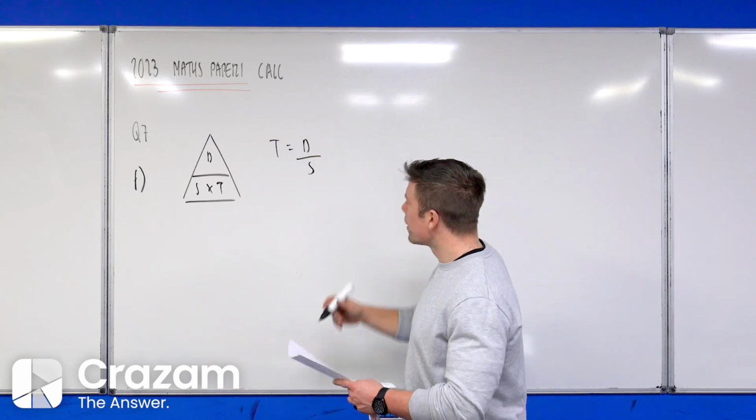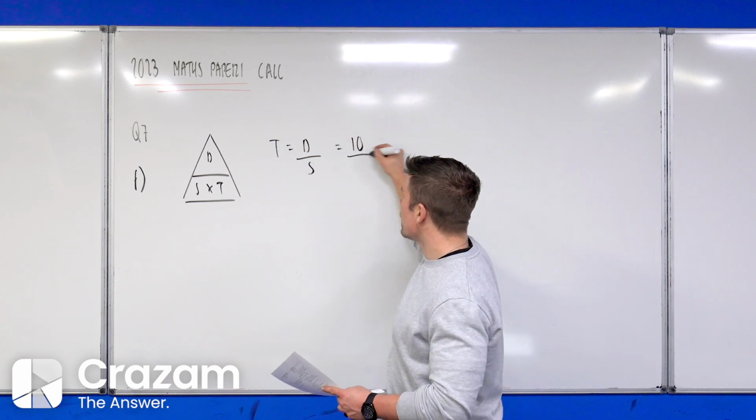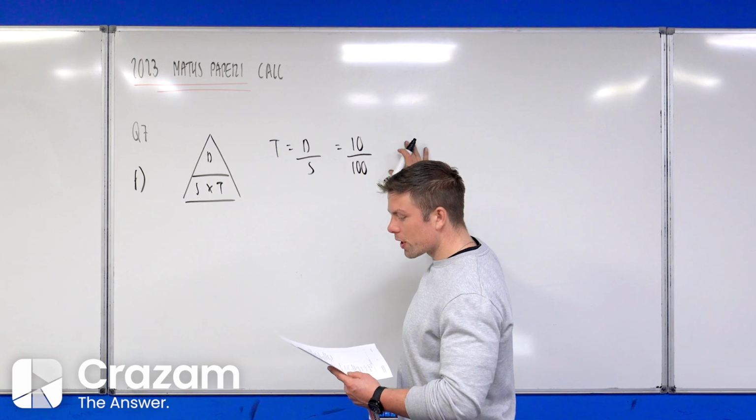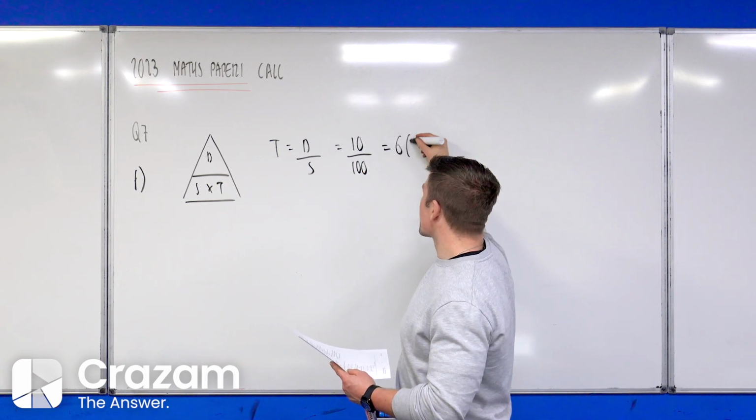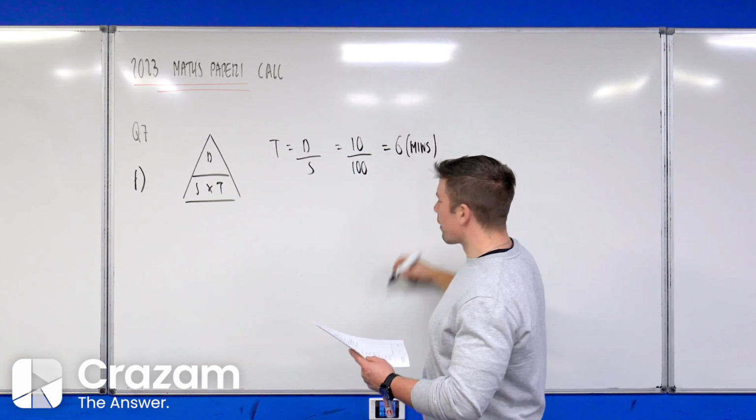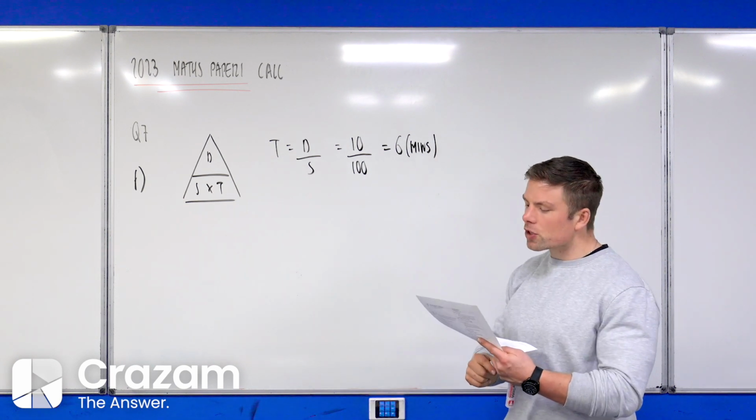In this question here, the distance they've told me is 10. The speed, we want it to be 100 because that's what they asked for it to be. And that equals to 6. Don't forget the unit there of minutes. That was 5 marks overall.